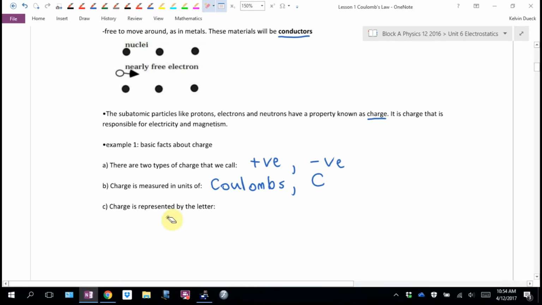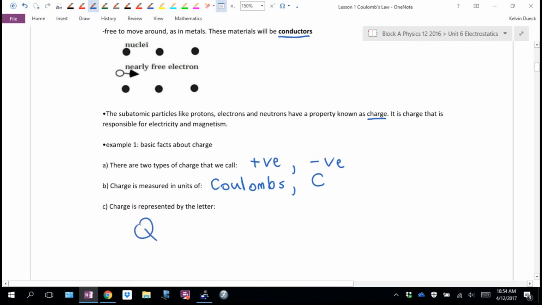Oh, charge is represented by the letter, well, units C, but charge has a symbol. What letter did we use for mass in kilograms? What symbol did we use? Come on, obvious, huh? M. What letter did we use for force in newtons? What letter do we use for charge?